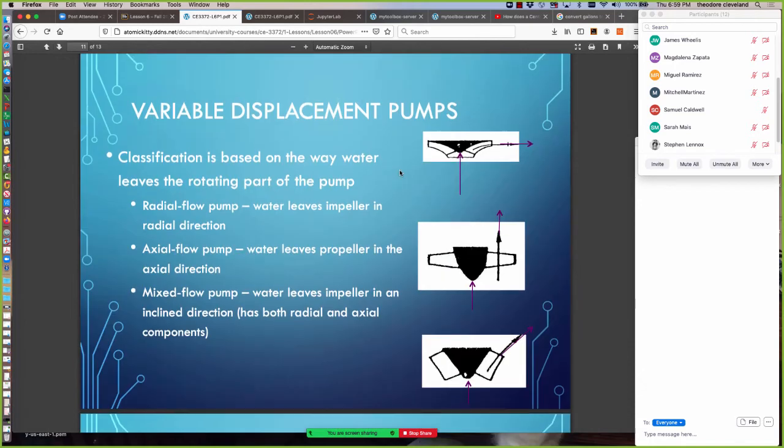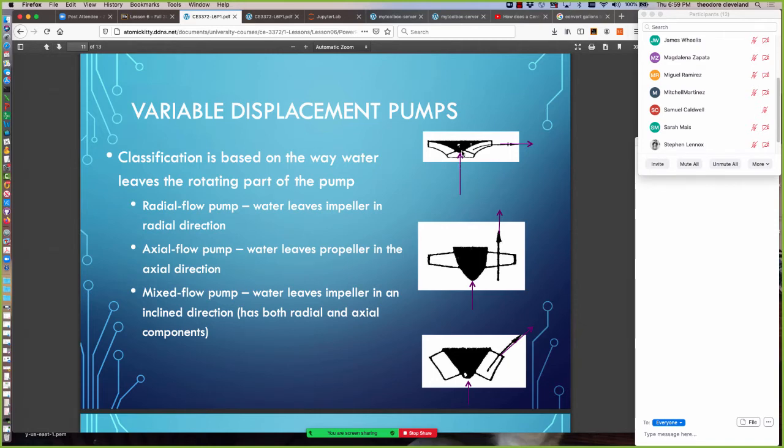In the variable displacement pump world, their characterization is based on the relative direction of flow from the water entering the pump to how it leaves the pump. So starting with the middle figure here, an axial flow pump, the axis of rotation, which is this purple arrow, is also the direction water enters the pump and leaves the pump, or at least leaves the impeller area. So that's axial flow, or sometimes they're called propeller pumps.